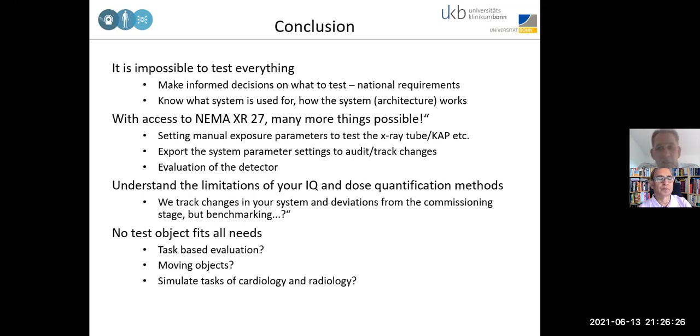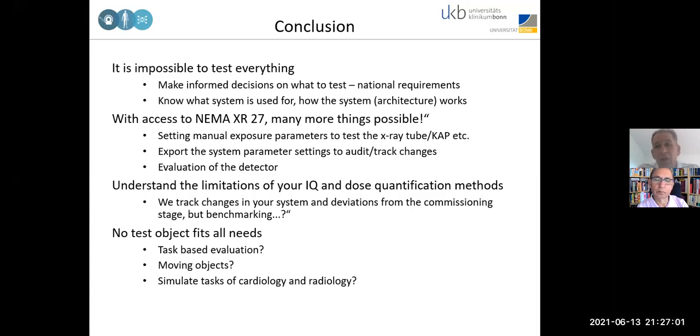Don't try to find something which is far below your scope. I mean, if you would like to find a resolution in our system which is less than 0.2 micrometers to 2 millimeters, you will have a hard time pushing your resolution to that point. So be sure what the deviations from commissioning are, and whether the commissioning data are reasonable or not. And no test fits all needs. Don't be too disappointed if not everything can be tested.